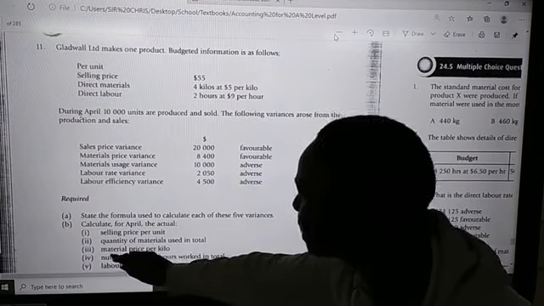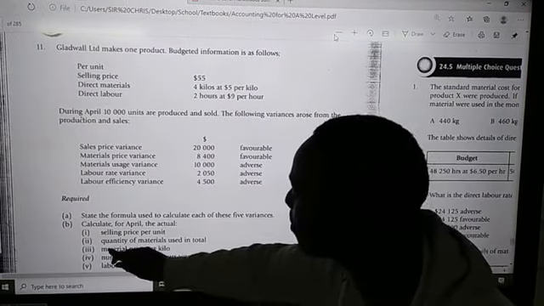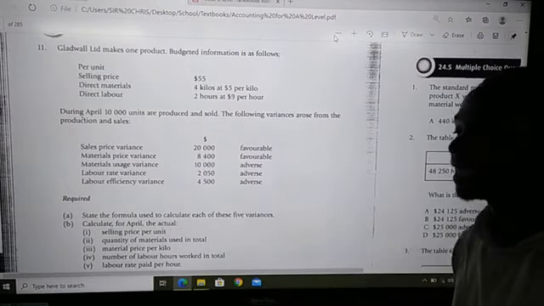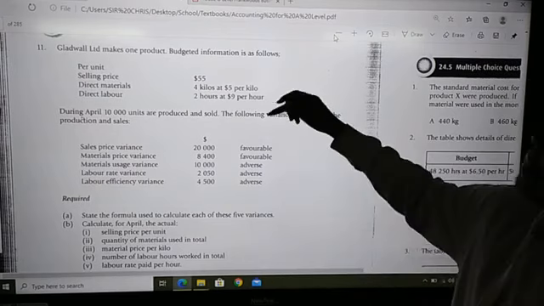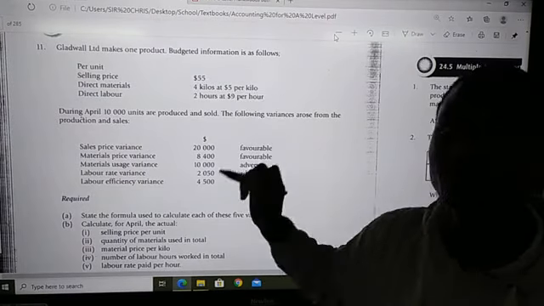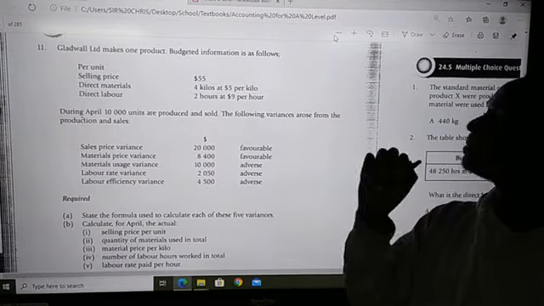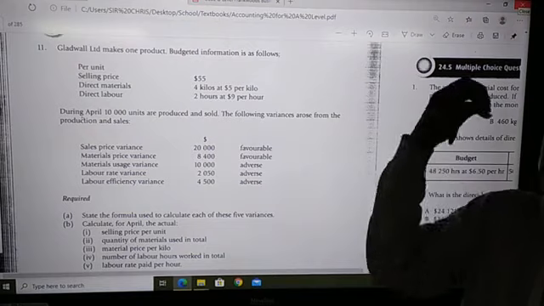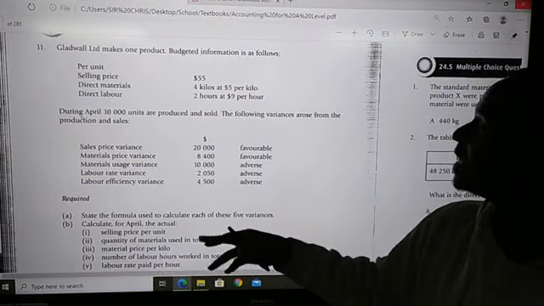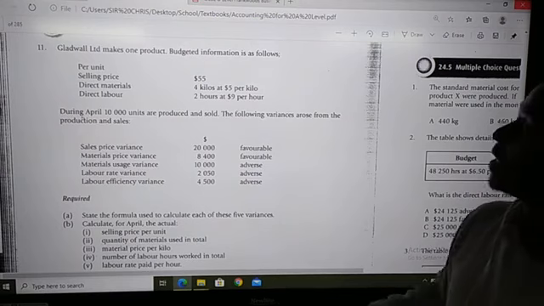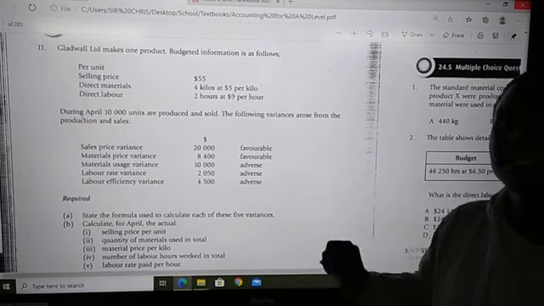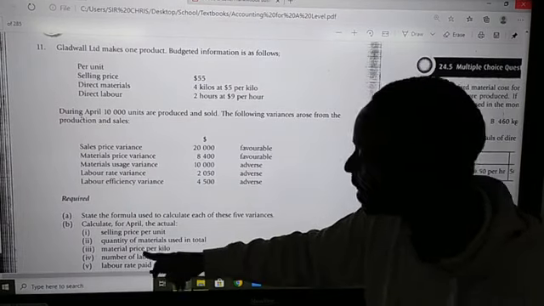Next one, they want us to determine the actual material price per kilo. The formula for material price is standard price minus actual price. The standard price, we already have it. Yeah, it's $5 per kilo. Remember, there's a difference between standard price and the selling price. Isn't the standard price the price of purchasing material per kilo? It's different from the selling price. So standard price, that's $5 per kilo, minus actual price, which is not given. That's the one we are looking for.